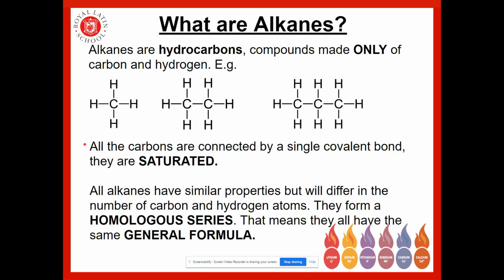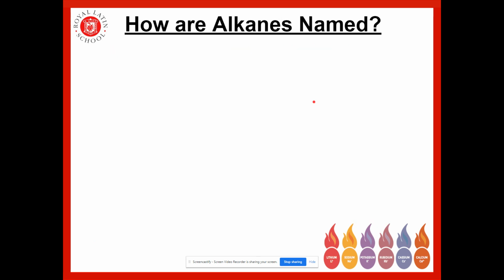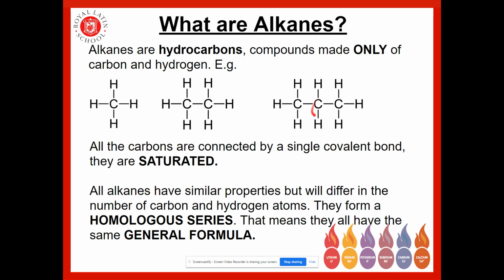All alkanes are saturated. That means that all of the carbons, apart from methane here, are connected by a single covalent bond. So between these 2 carbons, single covalent bond. Between these 2 carbons, single covalent bond. Between these 2 carbons, single covalent bond. Because there are only carbon-carbon single bonds, we would describe it as saturated.